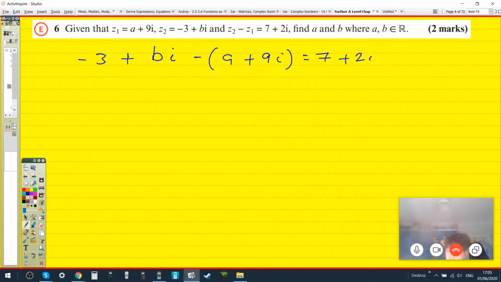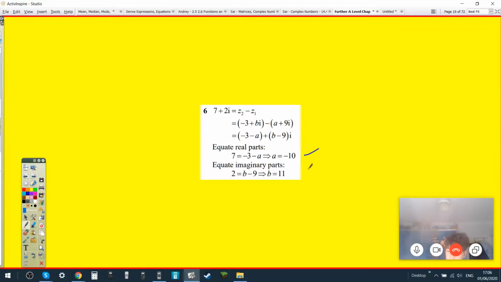And that equals 7 plus 2i. So then we look at minus 3 minus a, and that should get 7. So a is 10. And then b would have to be 11, because 11 minus 9 is 2. I think a is minus 10, because it has to be minus minus. Yeah. And then b minus 9 equals 2, so b is 11. Minus 10 and 11. Great.